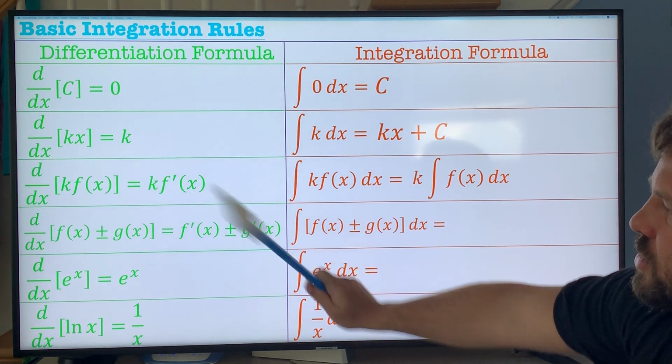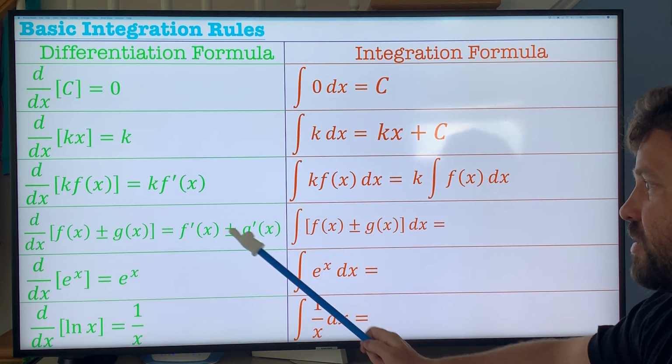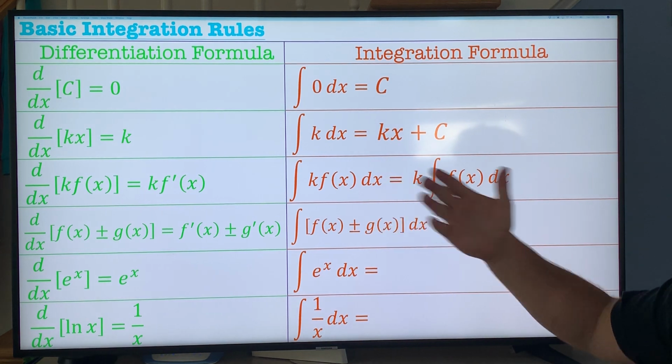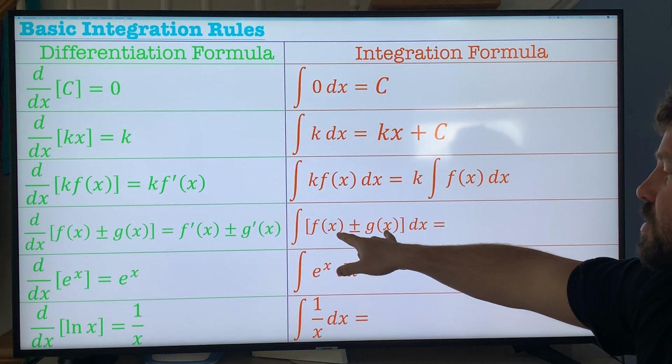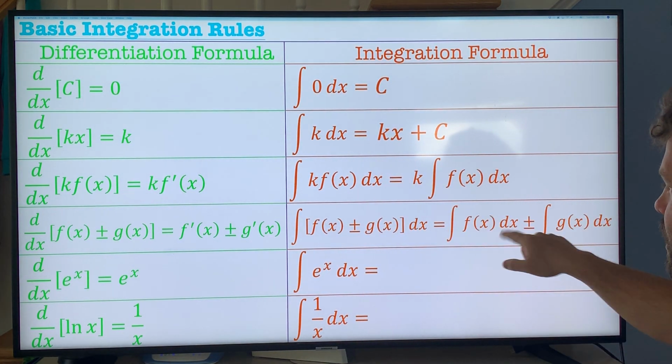Derivative of two functions adding or subtracting by each other equals, you take the derivative of each one. Integral rule is the same. Integral of two functions, addition or subtraction by each other, you just integrate each one individually.